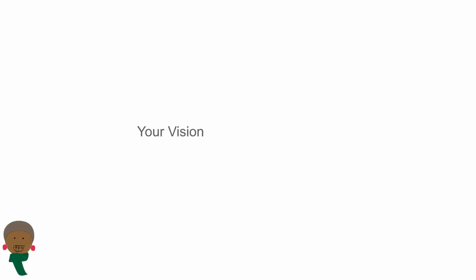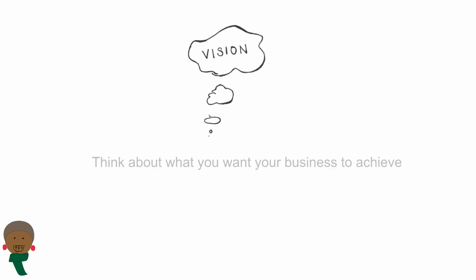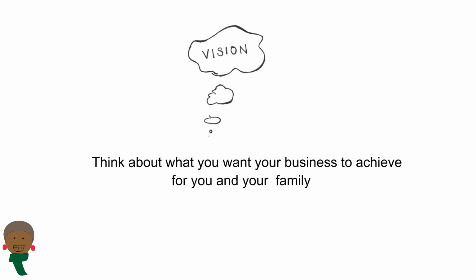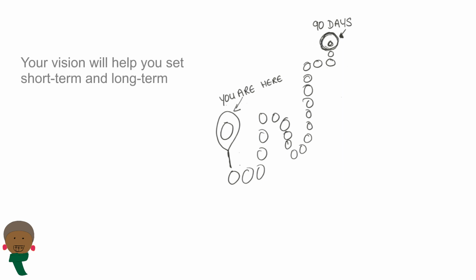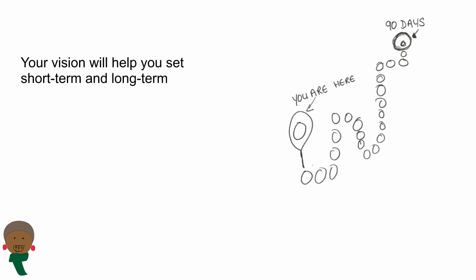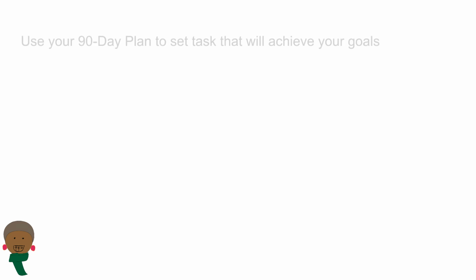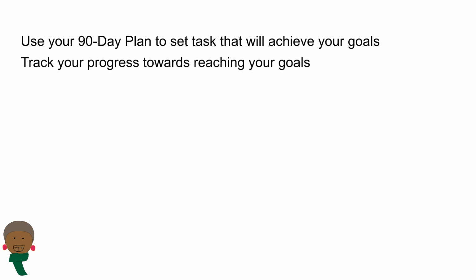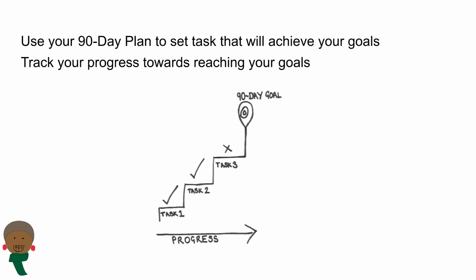Your vision is what you want your business to be. You should think about what you want your business to do for you and your family. Use your vision to set your short, medium, and long-term goals. Use your 90-day plan to set tasks that will achieve your goals. As you complete your tasks, you will be able to track progress towards reaching your goals.